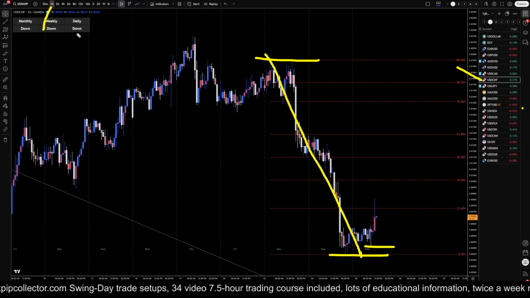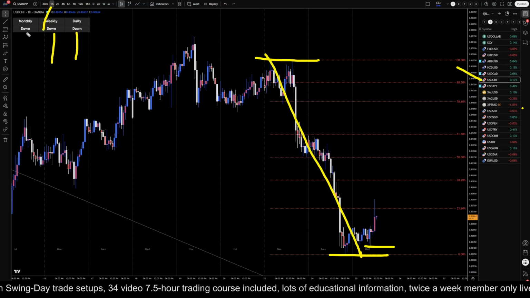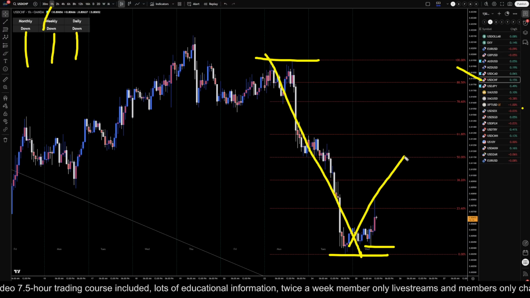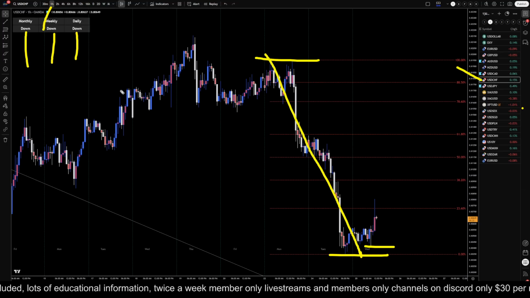Based on the higher time frames, the daily is down, the weekly is down, and the monthly is down. So that means that we kind of need to assume that anything we see to the upside is very likely just a pullback to the last wave down. So I personally, as more of a swing trader, am definitely waiting for shorts.